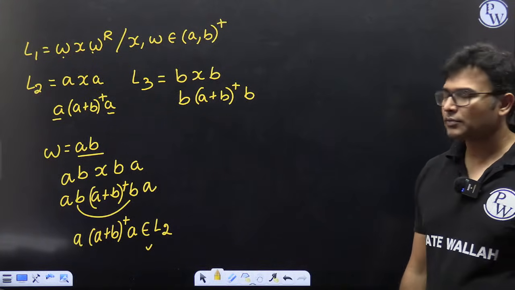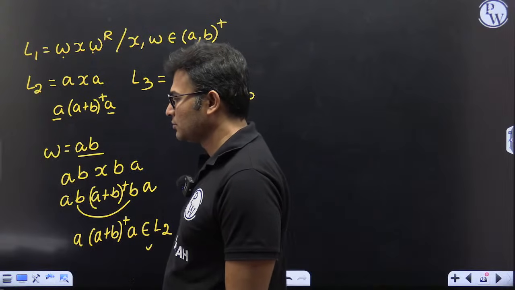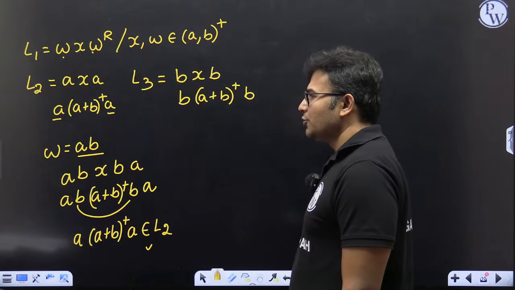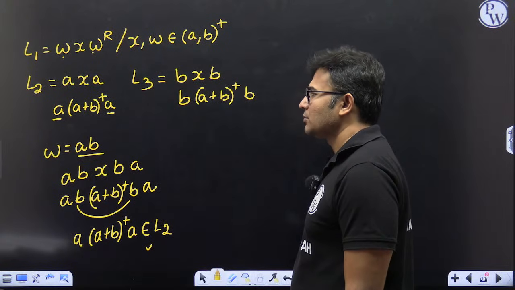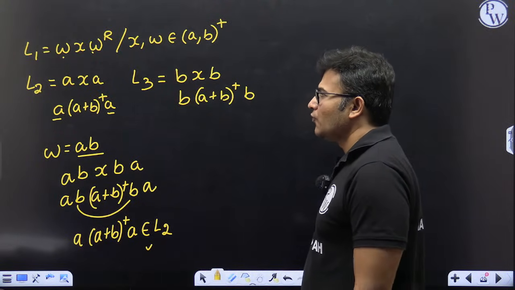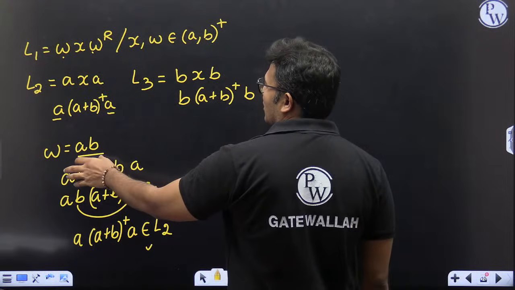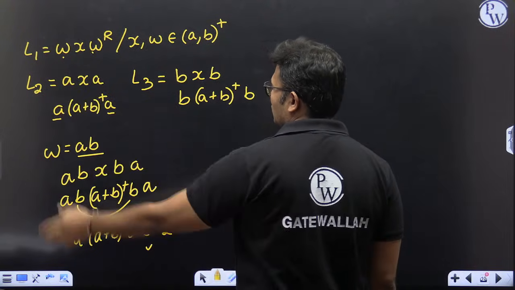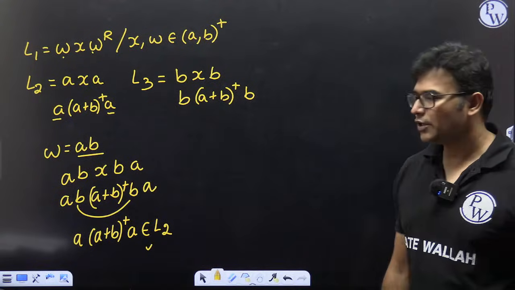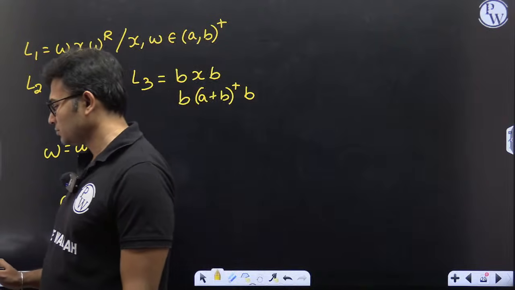Right? Now what should you do next? Tell me what is the next step. Now we have solved enough examples. You should be able to say what should be the next step. We have proved that any string starting with A belongs to L2, right? Now what should we prove? Vikram, Roshan, now what should we prove?